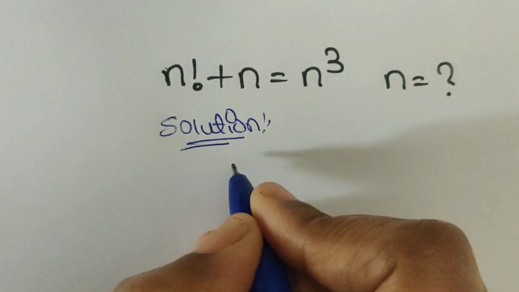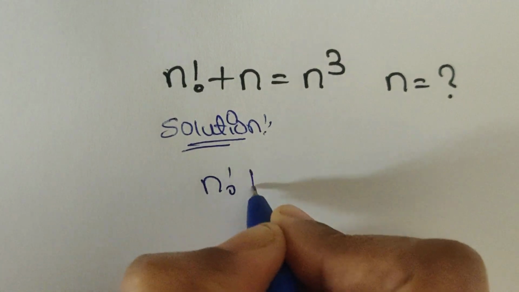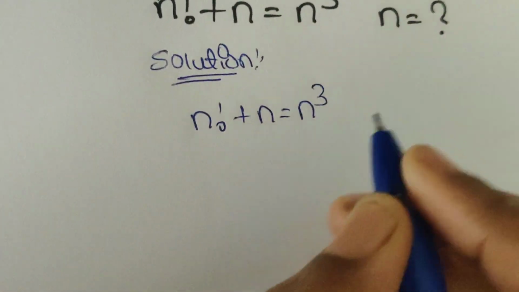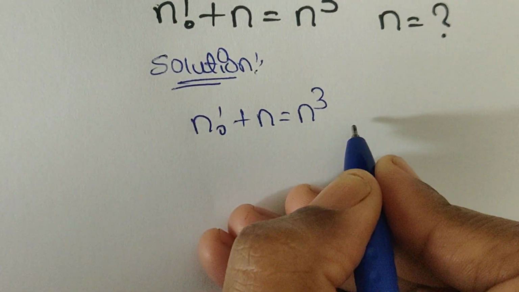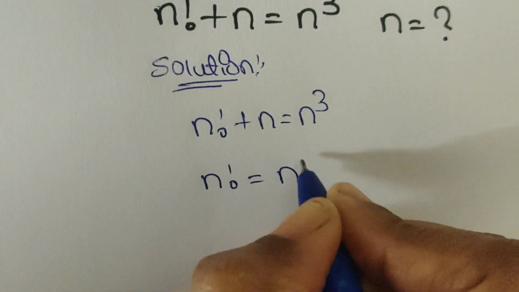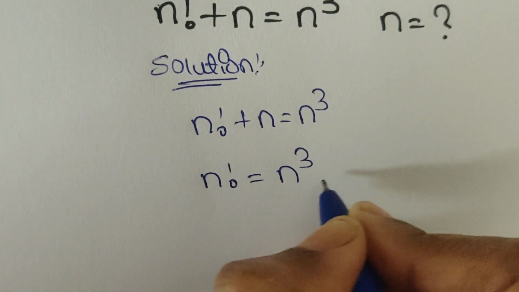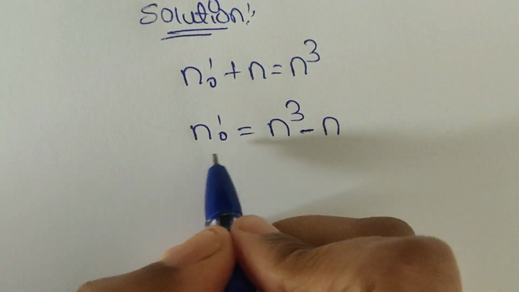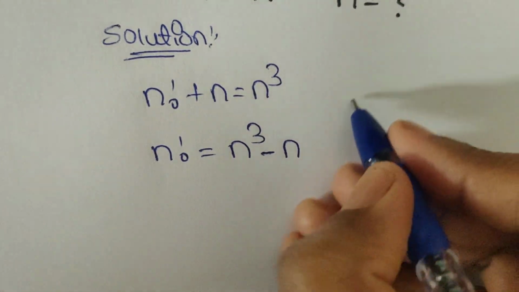So here we are given n factorial plus n is equal to n cube. So just move this term to the right side. Now it will be n factorial is equal to n cube minus n. So here we have n factorial.